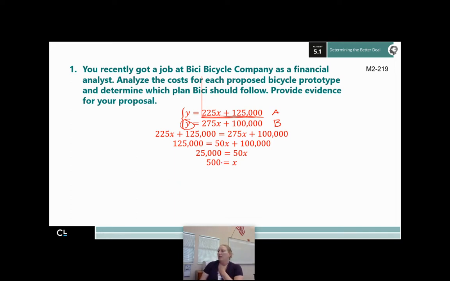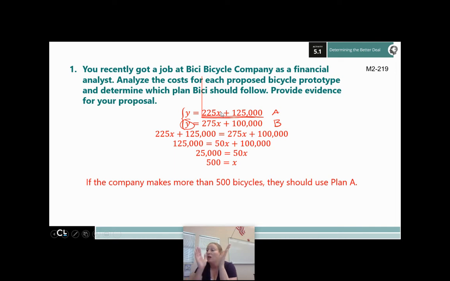So it looks to me, if this is where they're intersecting, remember that the first plan was cheaper per bike and the second plan was more expensive per bike. So this says that if the company plans to make more than 500 bicycles, then plan A is the way to go, right? That first plan, if they're making more than 500 bicycles, they're going to get better bang for their buck.